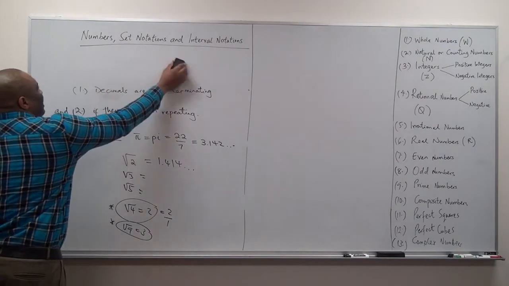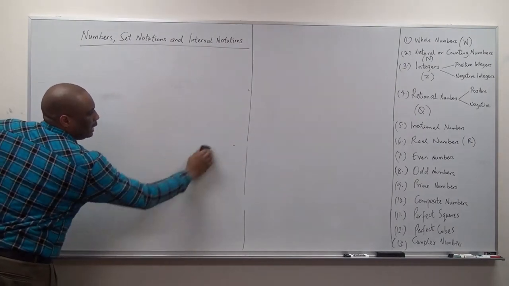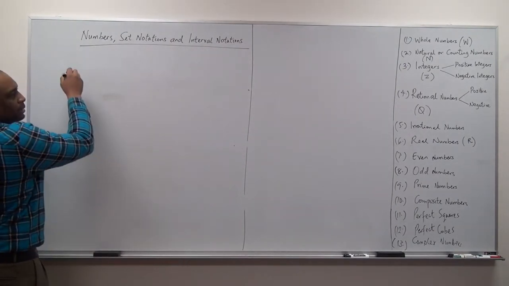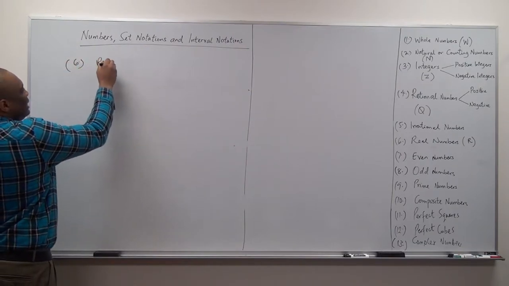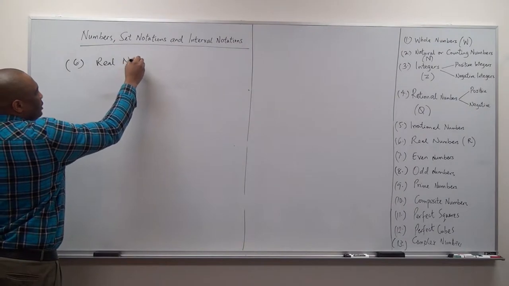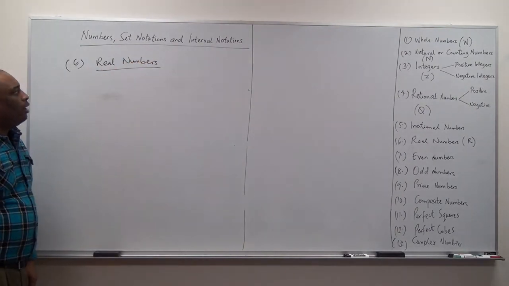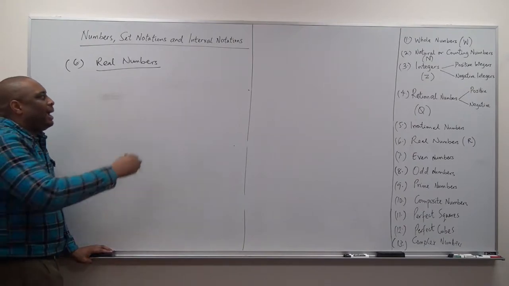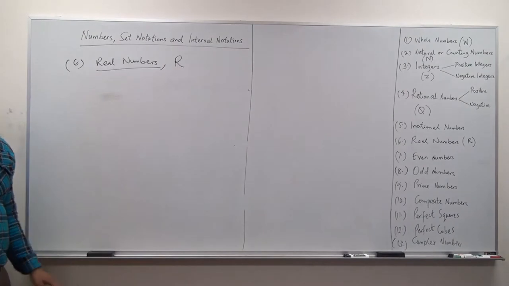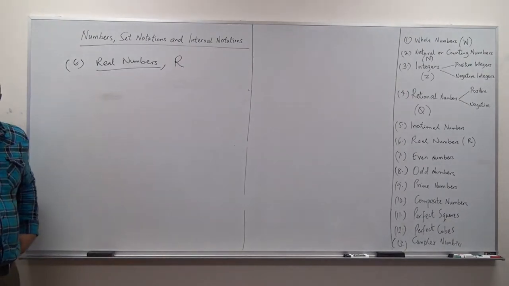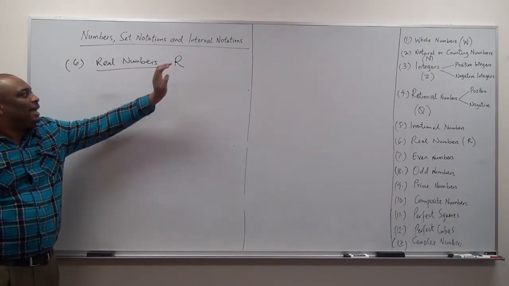The next set of numbers, the sixth set of numbers we are going to look at, is real numbers. Real numbers are denoted by R. I know some people might say my accent is about R, and they might want to make fun of me, but please don't make fun of me. Now, real numbers are denoted by R.